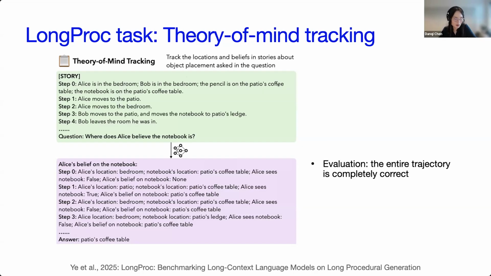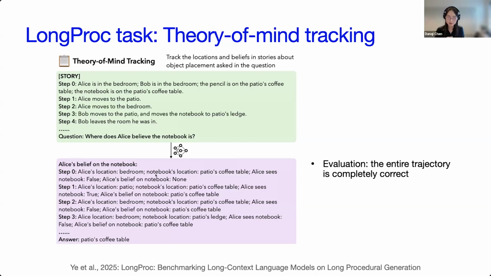The pencil is on the coffee table. The notebook is also on the coffee table. And then we start to take actions. And then finally, the question is, where does Alice believe the notebook is? To execute this kind of theory of mind tracking, we ask the model to execute this procedure. At every single step, it needs to output where Alice's location is, because the question is about Alice, and where the notebook's location is, whether Alice actually sees the notebook, and also Alice's belief on where the notebook is.